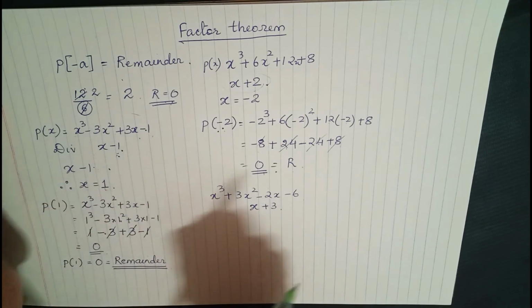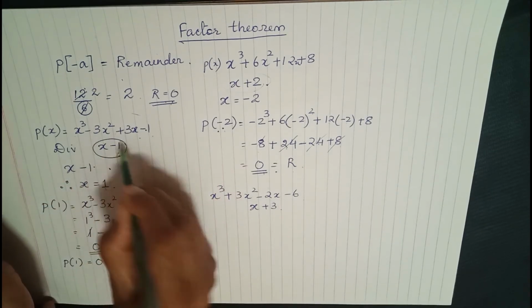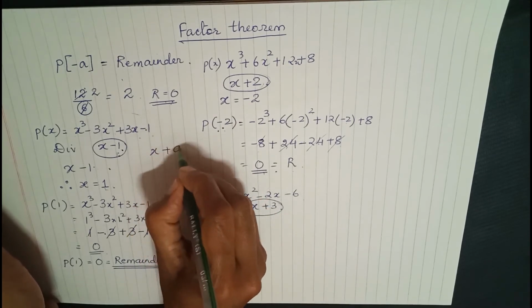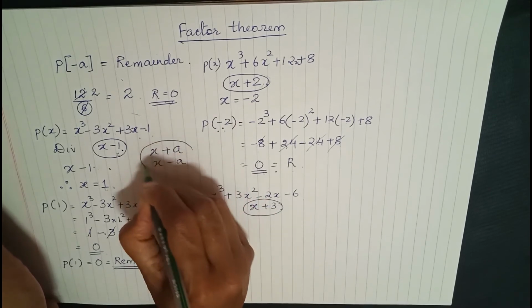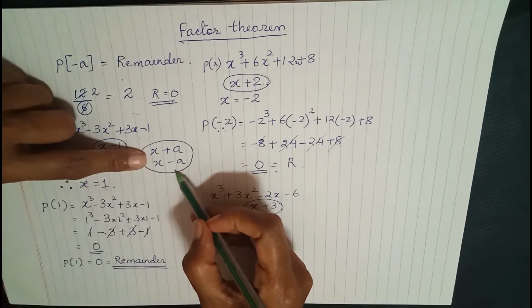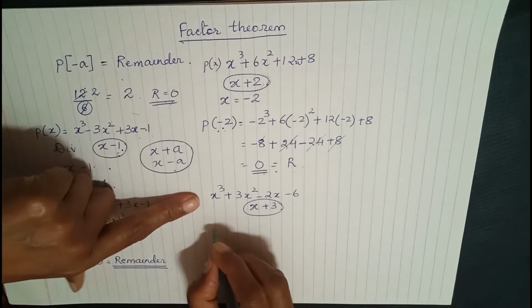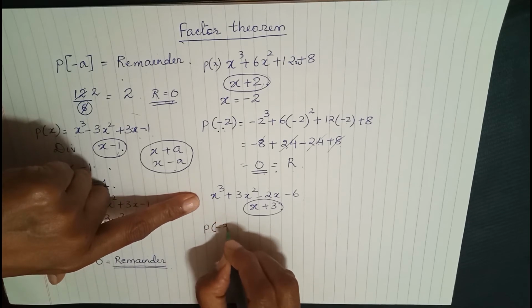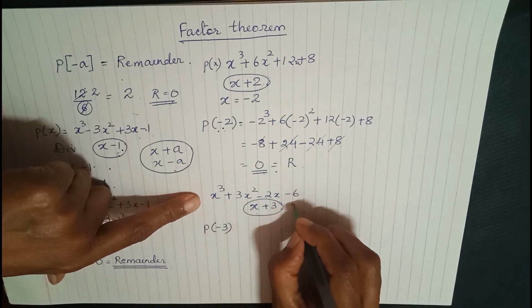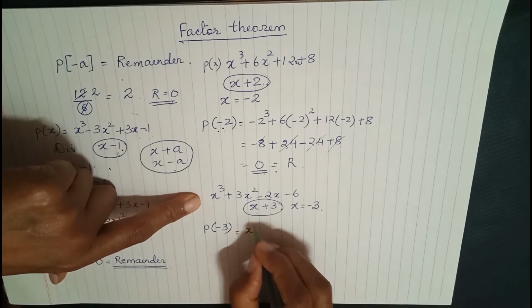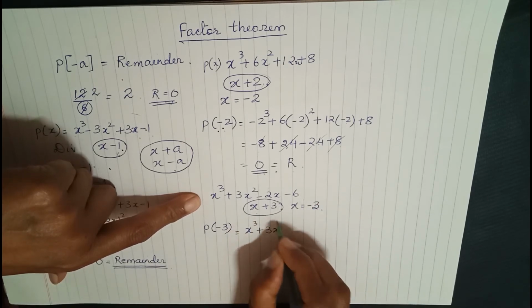Now, as we have seen in the remainder theorem, here also the divisor will be in the form x plus a or x minus a only. Under these circumstances only can we use this factor formula or the factor theorem. So let us find out the value of this polynomial. Since x plus 3 is there, we are going to take x equal to minus 3. Let's substitute the values in this equation.